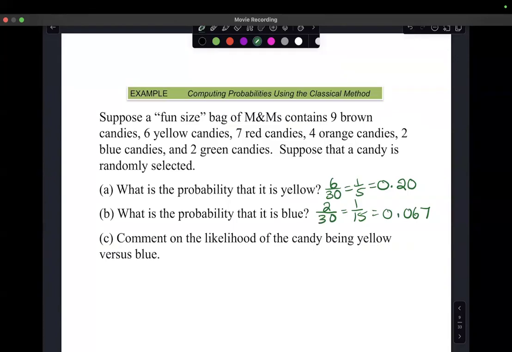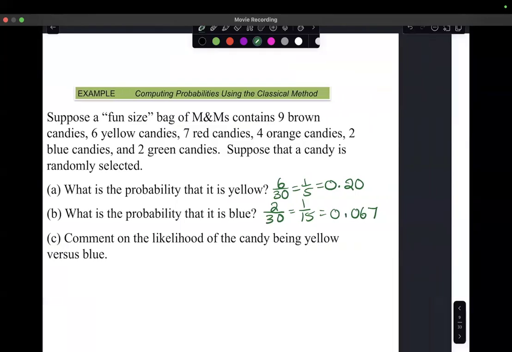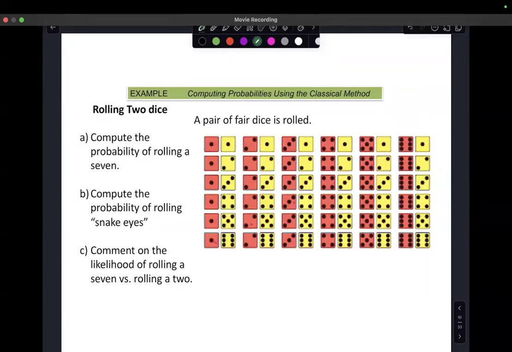I've got more. I think I have another example. All right. Yes, I do. See? Okay. We rolled 2 dice. We want to know the probability of rolling a 7. So I'm going to circle these. I'm going to circle the 7s. There we go. Kind of circles.